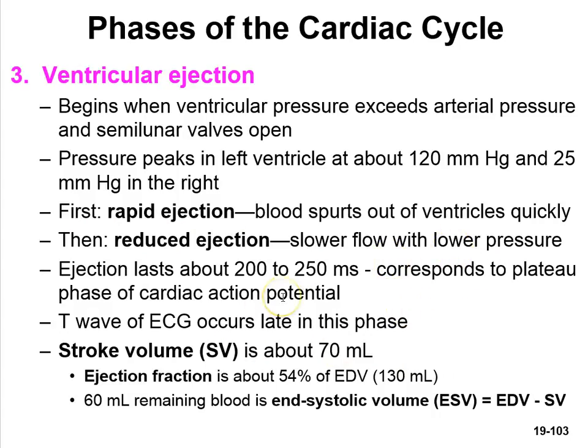Only about 200 to 250 microseconds, and this corresponds to the plateau phase of the cardiac action potential. Creates that T wave of an EKG. The stroke volume, the output, is about 70 milliliters here. Notice that the ejection fraction is about 54%. We don't actually expel it all. There still might be 60 milliliters of blood left in the ventricles.